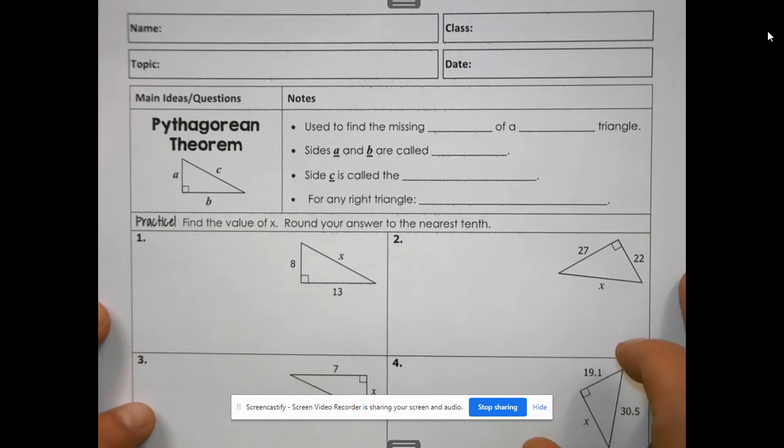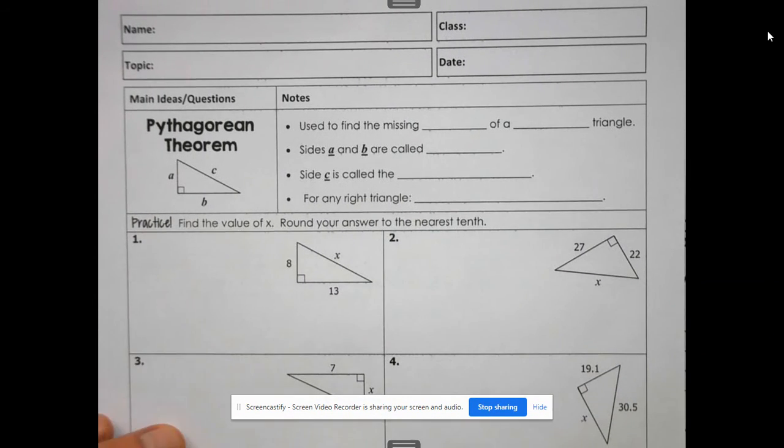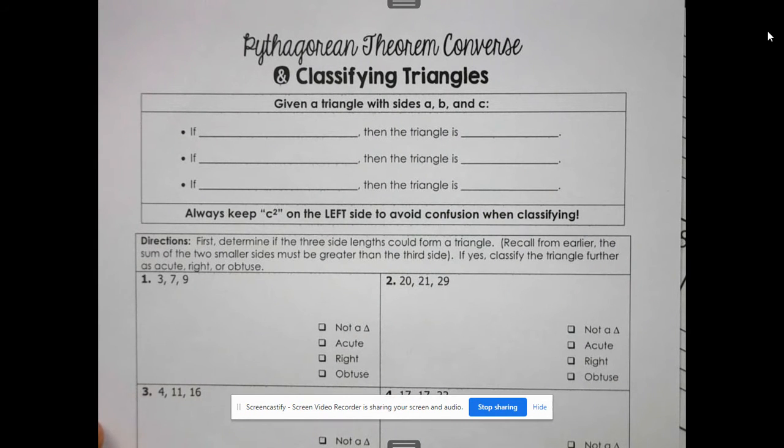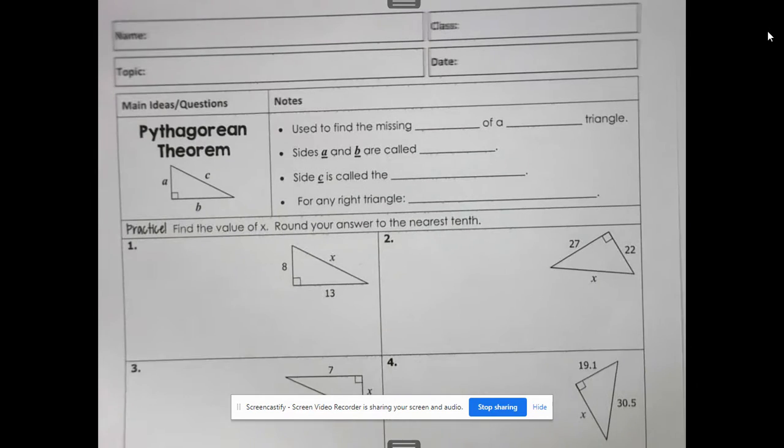All right, guys, this lesson is all about the Pythagorean Theorem on the first 2 pages. And then on the third page, we start talking about how to classify triangles. So here we go.